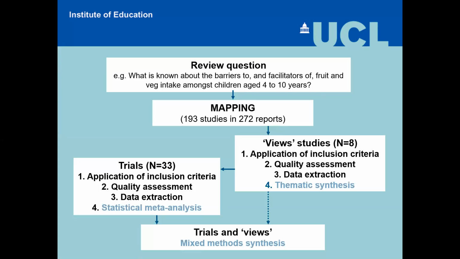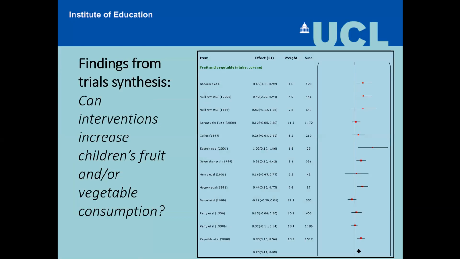But alongside that, at the same time, we did an effectiveness synthesis looking at 33 trials of interventions aiming to improve or increase fruit and vegetable intake amongst children. We did those 2 pieces of work side by side, and then we brought them together. They converged finally in a 3rd synthesis where we brought the evidence from the views synthesis and the trial synthesis together. Okay, so here's one of the forest plots from the effectiveness synthesis, illustrating that there's a small increase in fruit and vegetable intake on average when we look across the studies that measured whether interventions increase fruit and vegetable consumption.